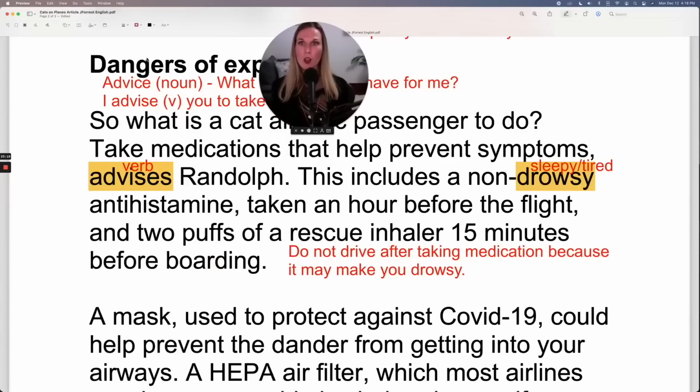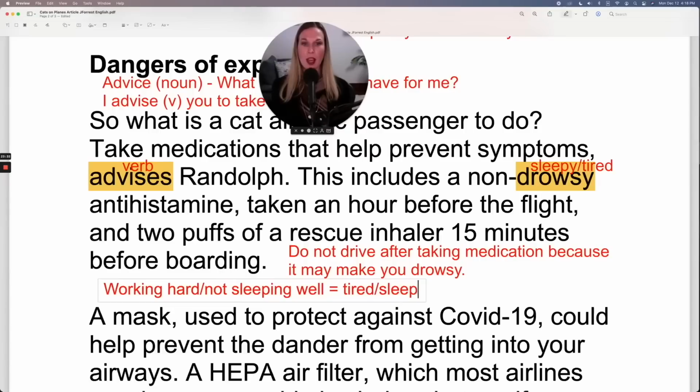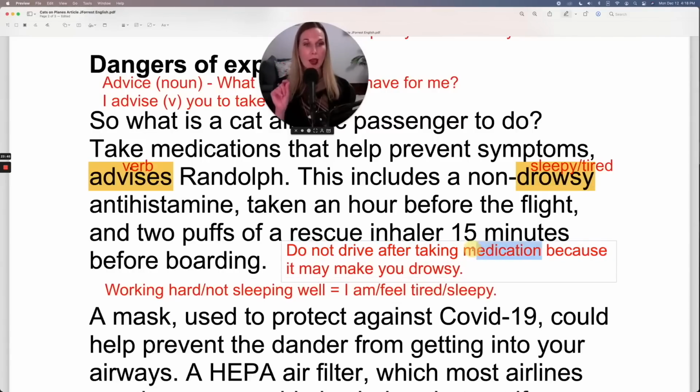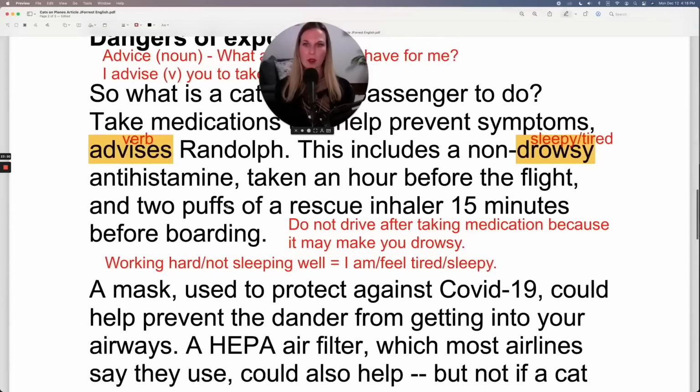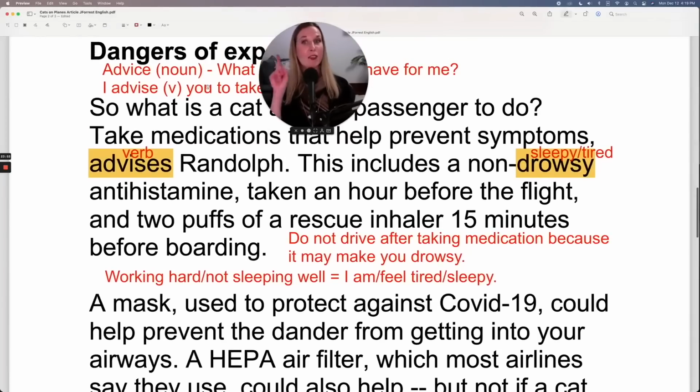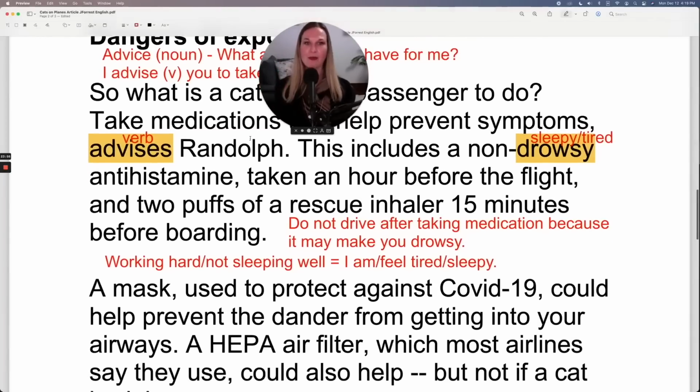So if you're just talking about working hard or not sleeping well, you would use tired or sleepy. I feel tired. I feel sleepy. I am or I feel. Either one of those is fine. I am, I feel tired or sleepy. But if you're talking specifically about medication, then you can use drowsy. All right, so that's the advice, which is a noun.